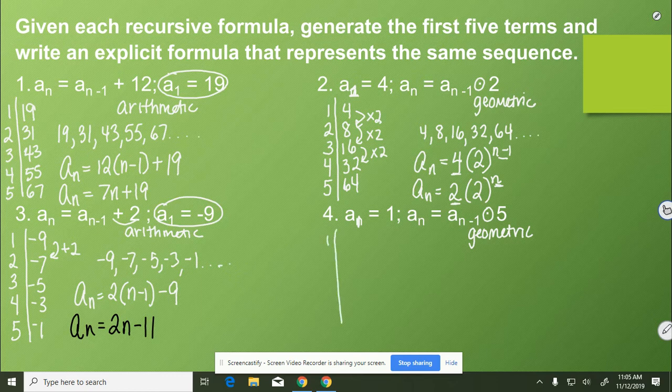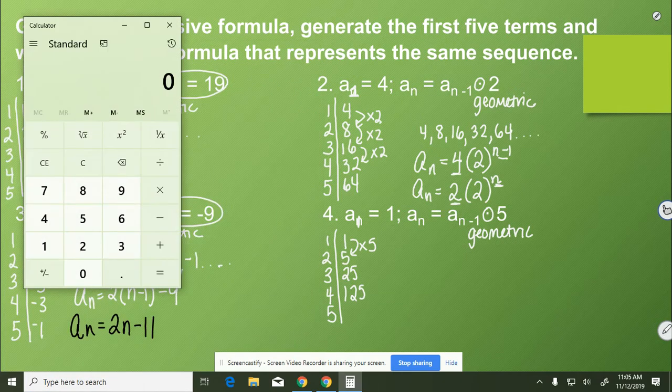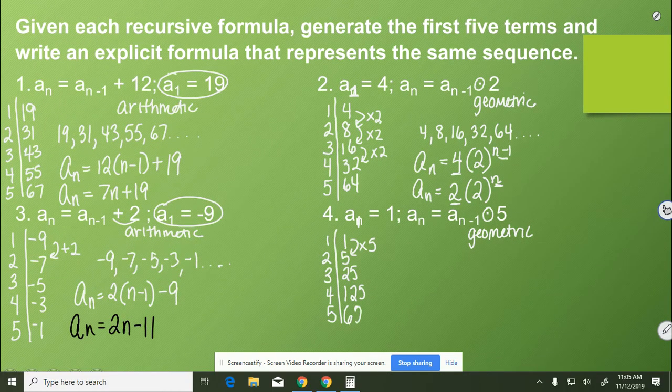So our first term is 1, and our second term would be times 5, so it would be 5. Our third term, 5 times 5 is 25. Our fourth term, 25 times 5 is 125. And our fifth term, 125 times 5, I believe is 625. I'm just going to check my math real quick. Yep, I was right. It is 625. And that would continue if we wanted to go further in the table. So we could write 1, 5, 25, 125, 625, dot, dot, dot, showing that that pattern would continue.